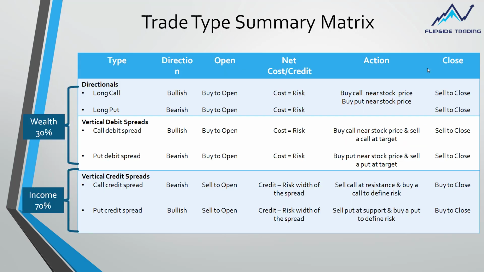Okay, very, very simple. Let's take a look. All right. First of all, when we talk about debits, these are all our debit spreads. We're directional, right? These are our wealth creation trades. These trades have a higher risk and therefore more reward. All right? They'll make up approximately 30% of our trade portfolio.